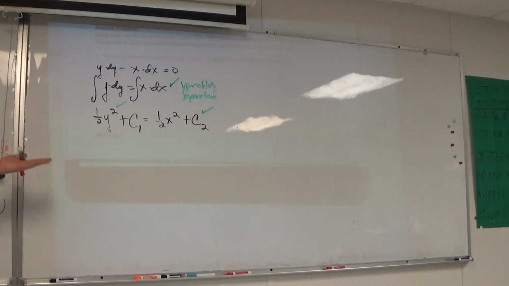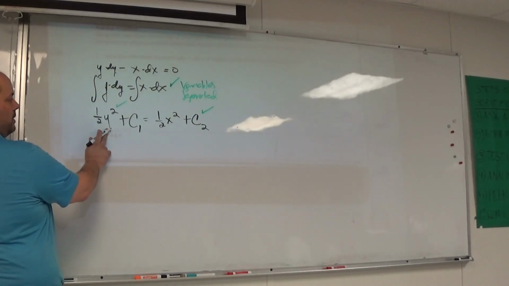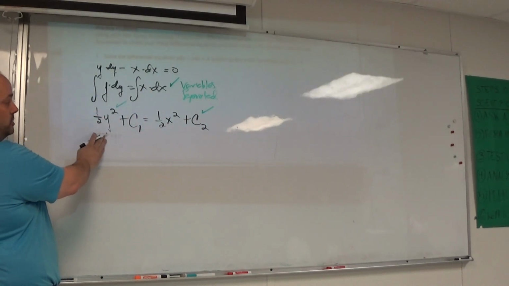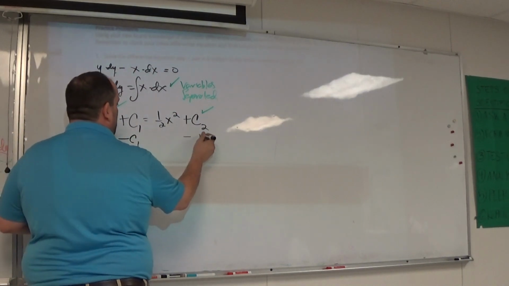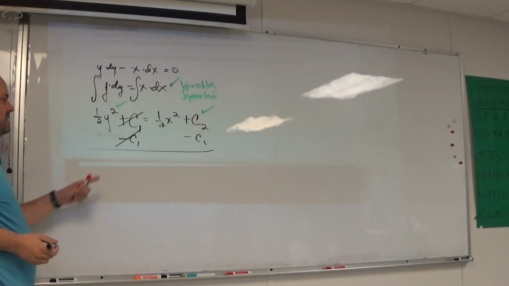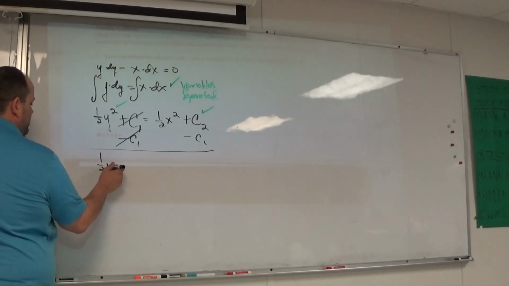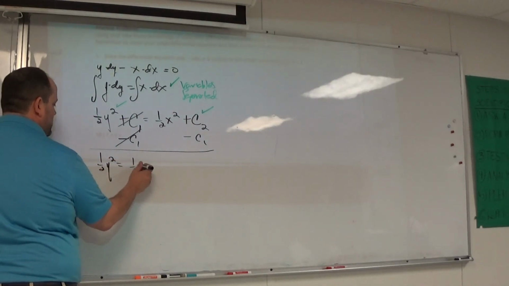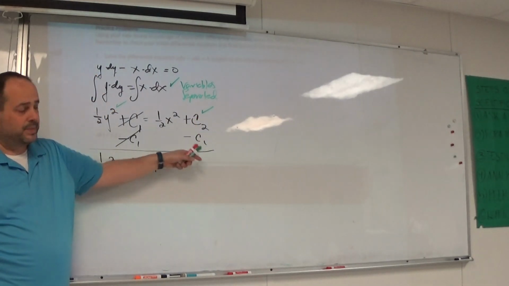Now what are you gonna do? You're gonna go solve for y, and it's gonna be fast, fast, fast. Solve for y. What are we gonna do? Maybe you wanna multiply by 2. Maybe you wanna subtract C1. Now, here's the thing that's gonna blow your minds for some of you. That C1's always gonna cancel out. So now you've got 1/2 of y squared equals 1/2 of x squared plus C2 minus C1.